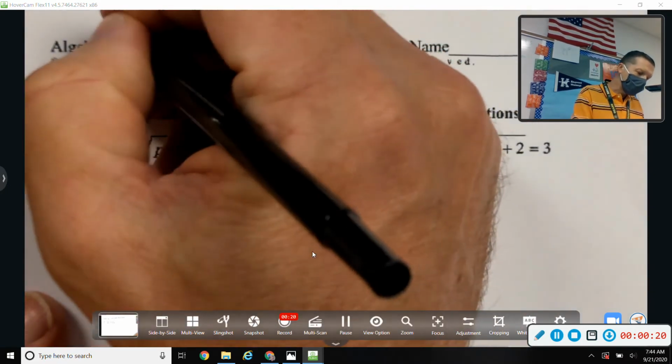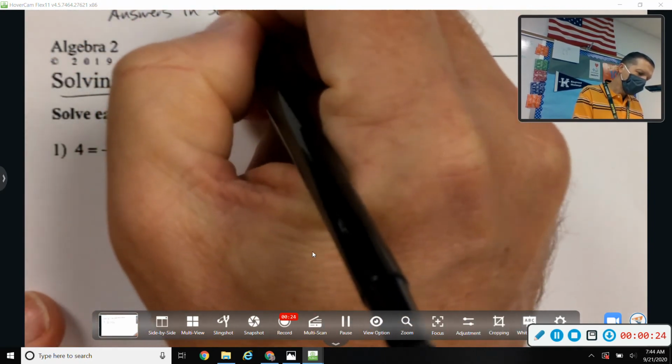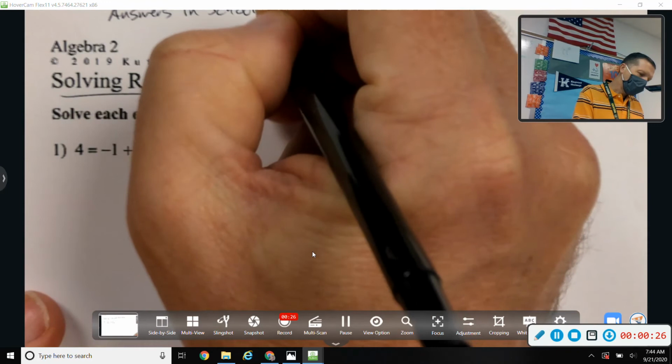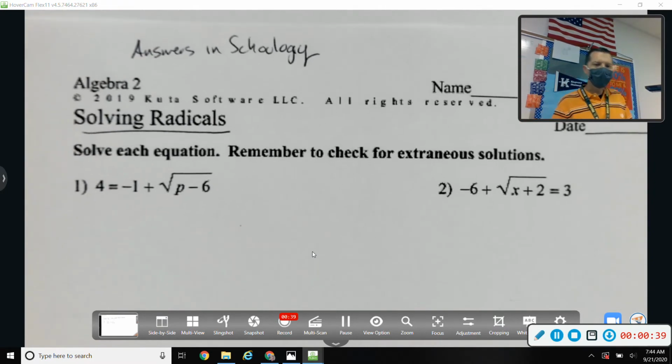Answers are online. So the answers are in Schoology. And if I remember right, it's like that last worksheet where it's one file. Page 1 is the worksheet, page 2 is the answers. So it looks like they're not there, but if you click on the file that's in today's folder, the answers are built in.